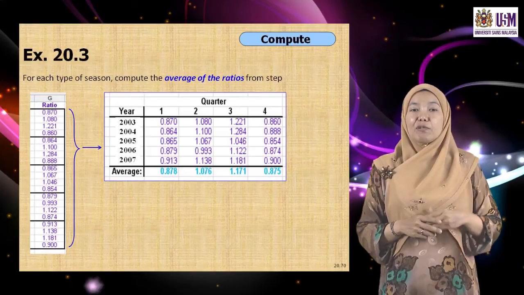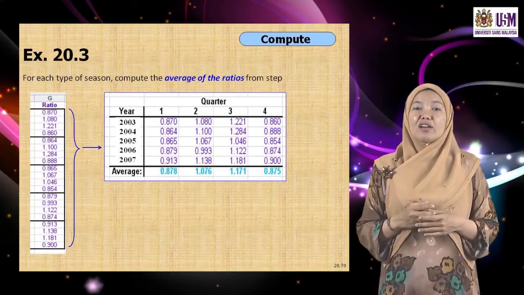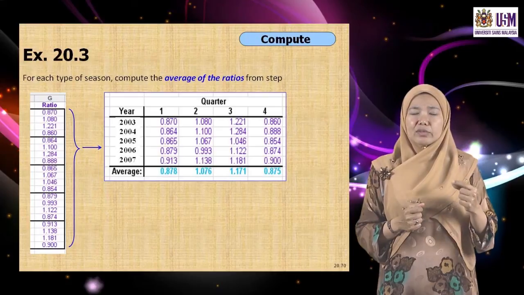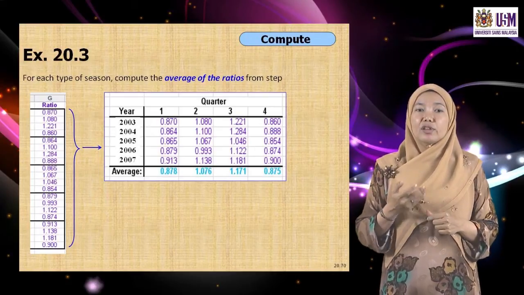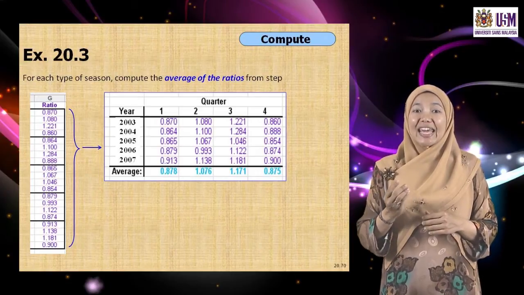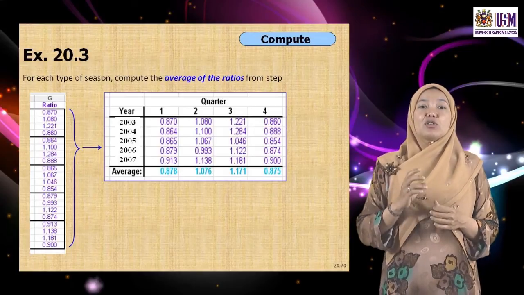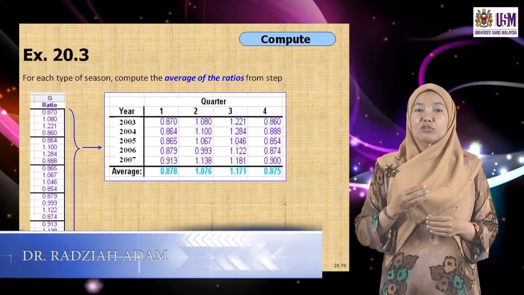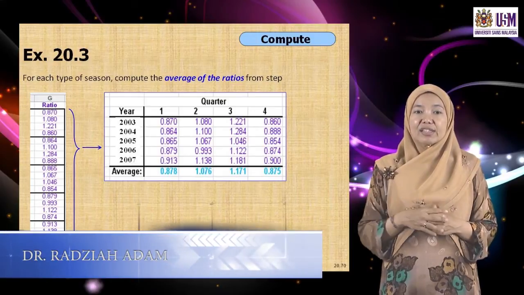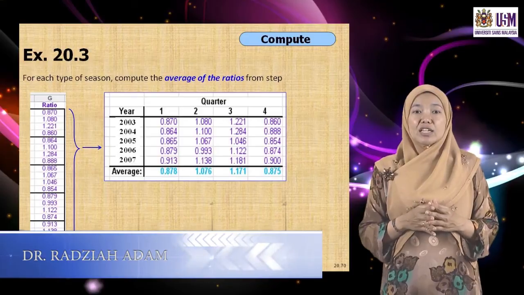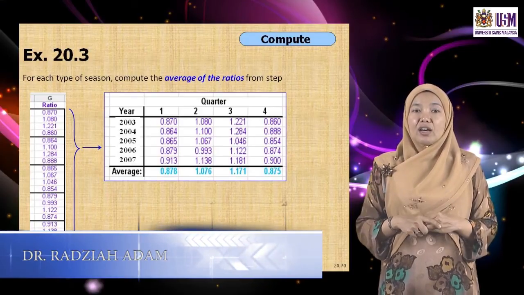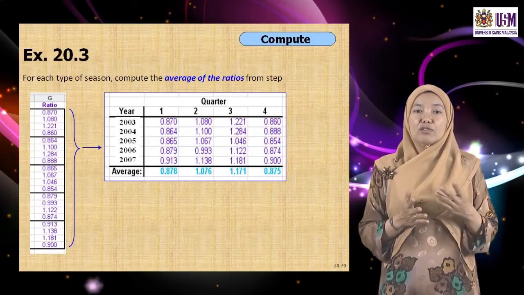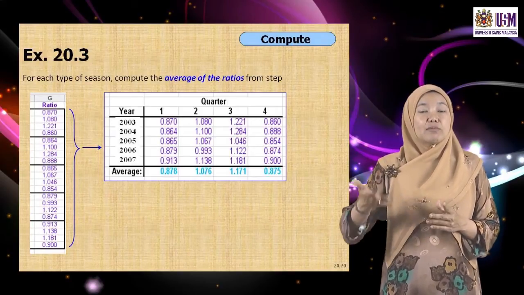So for example, if you look at the quarter one values, for 2003 the value is 0.87. There are some mistakes in the column heading, don't worry. Then in 2004, quarter one ratio of 0.864. Then 2005, quarter one ratio of y over y hat of 0.865. 2006 quarter one ratio of 0.879, and 2007 ratio of 0.913. You add up all these five years of quarter one observations and divide by 5, so you get the average ratio of 0.878.